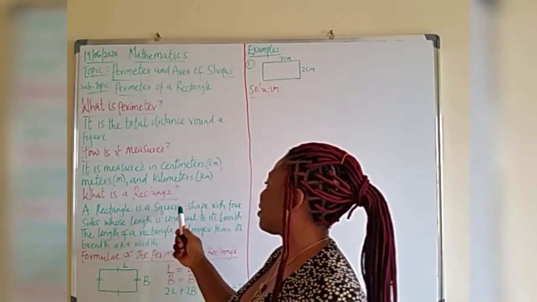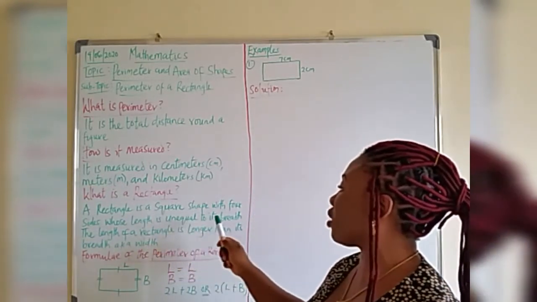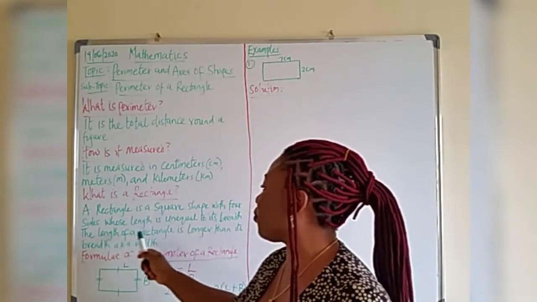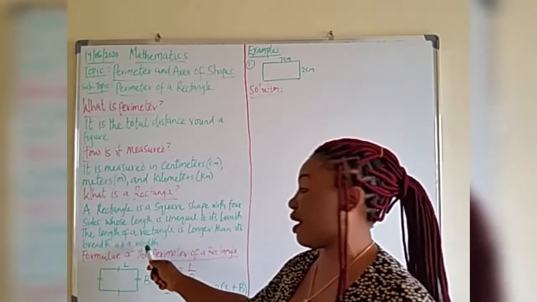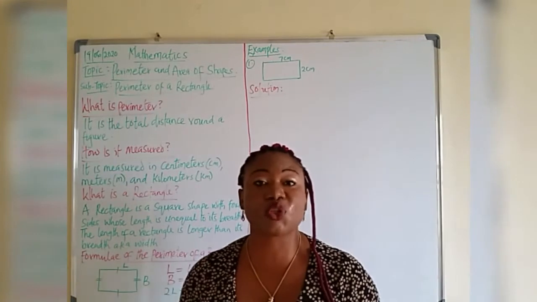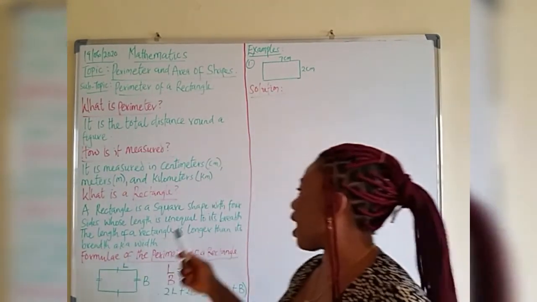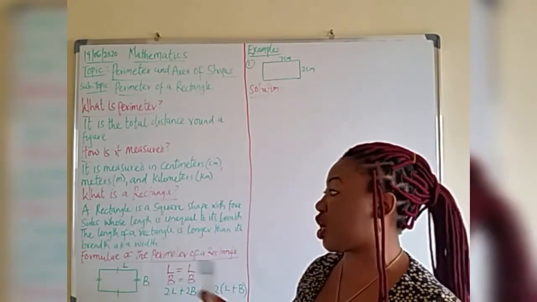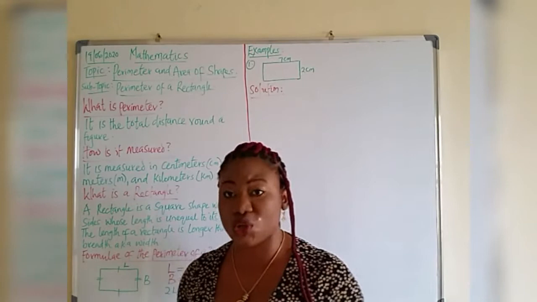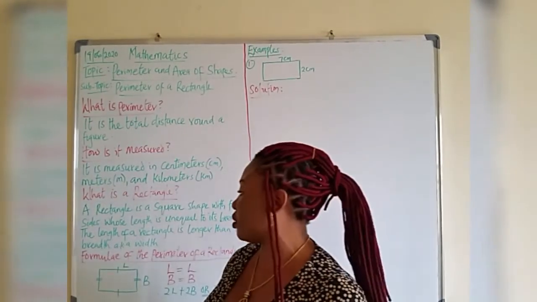Now a rectangle is a square shape with four sides whose length is unequal to its breadth. The length of a rectangle is longer than its breadth. The breadth is also known as a width. In some textbooks we call the breadth width. It just means the same thing. Now, the rectangle is a square shape with four sides, right? Good. This is a rectangle on the board, the diagram of a rectangle on the board.